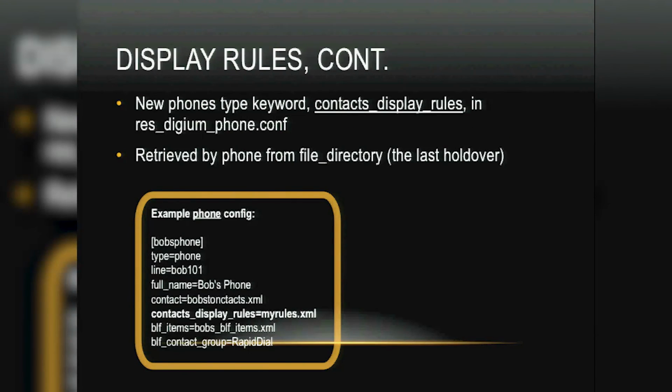So display rules is another option in the phones type, contacts display rules in Res Digium Phone. And there it is, it's just another XML file. And it looks a little bit like this. So you define a display rule, you turn something off, and then for a particular behavior, you can turn something back on. So that allows you complete control over what somebody sees for a contact when they're on the phone.